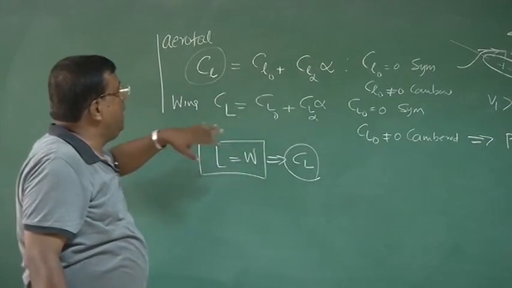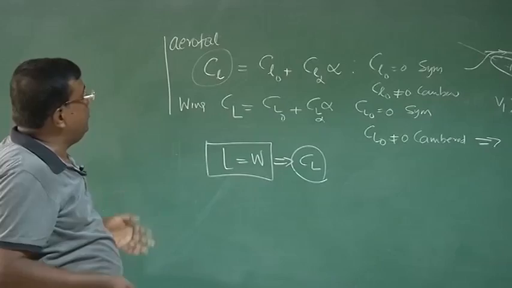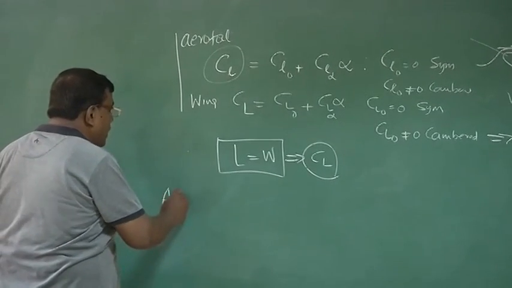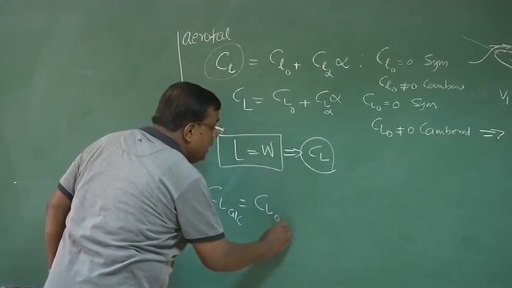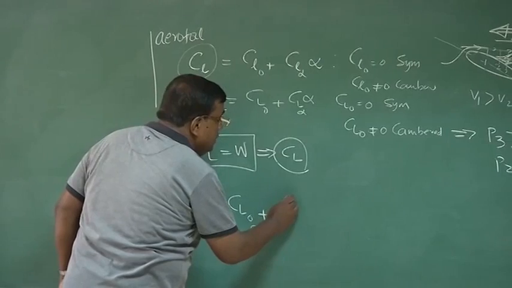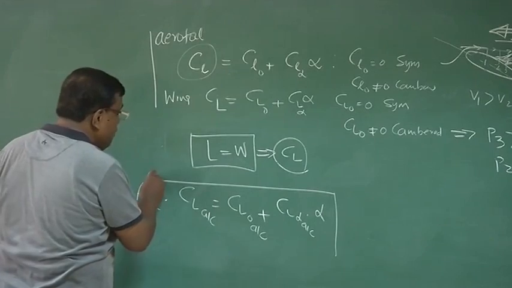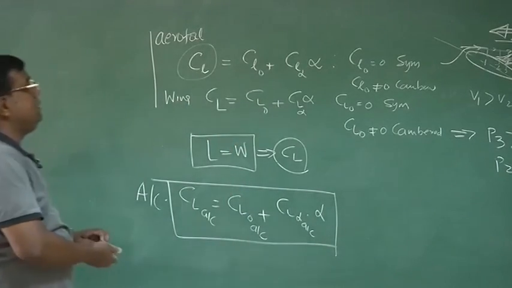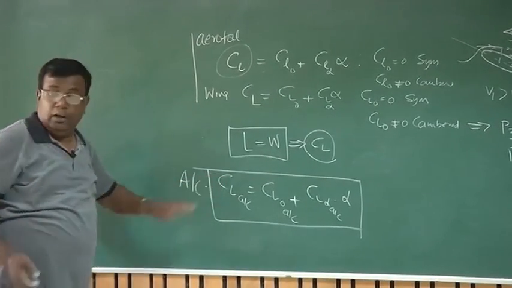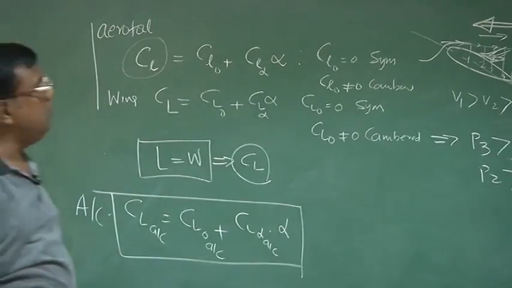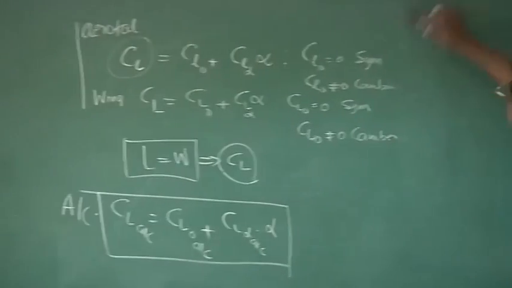At the back of your mind, please. Now I am talking about aerofoil and wing. For the whole aircraft, we'll try to find out CL naught of the aircraft, and CL alpha of the aircraft into alpha. Please see the distinction. First one is aerofoil, second one is wing, and third one I am talking about aircraft. But what is the difference between aerofoil, wing and aircraft? Why are we using these three terms?